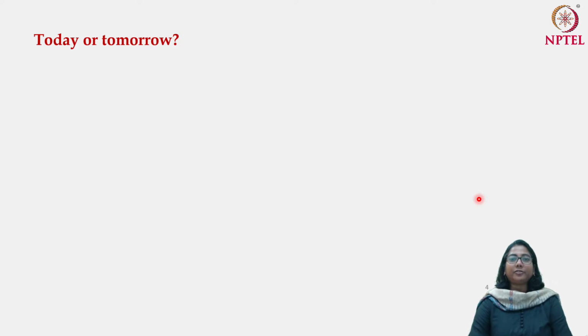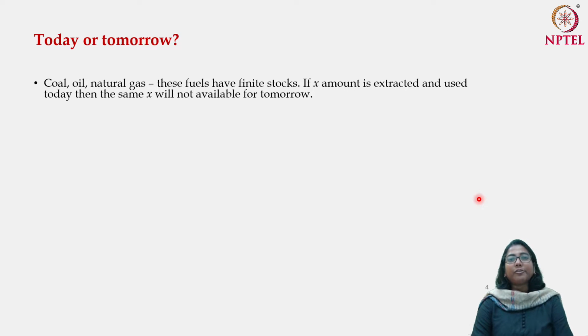The main question that we ask in the context of non-renewable resources is today or tomorrow. If you look at coal, oil, natural gas, this kind of fossil fuels, they have a finite stock, which means if you take out some X amount today and consume it to carry out economic and other activities, this X amount will not be available for tomorrow's use. Therefore, we start with the question whether to extract and use it today or to extract and use it tomorrow.